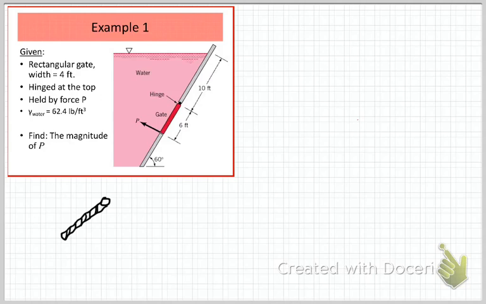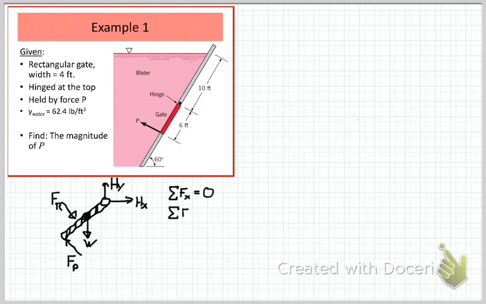You can see the problem statement that's given here, and we're going to start by drawing a free body diagram for the plate that's hinged at the top. A few of the forces related to the gate are forces in the x direction and the y direction for the hinge, as well as the weight of the gate itself acting through the centroid of the gate. And we've got the force P pushing back, the force that's holding the gate in place, and of course we've got hydrostatic pressure pushing on the gate from the fluid.